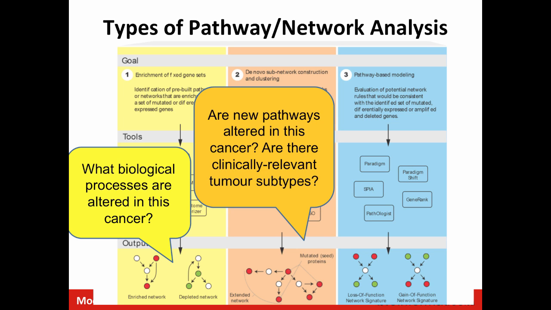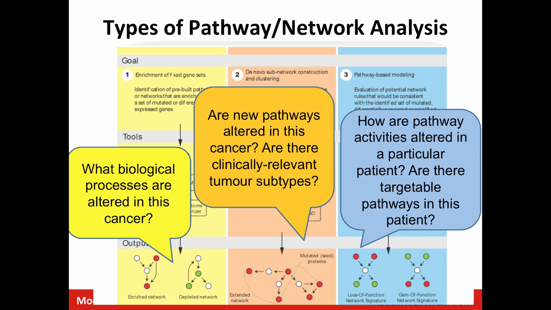subtypes within my data? And finally, there's pathway-based modeling. So this is basically looking at pathway activities. Are they altered in a particular individual patient, or are there targetable pathways in this patient?